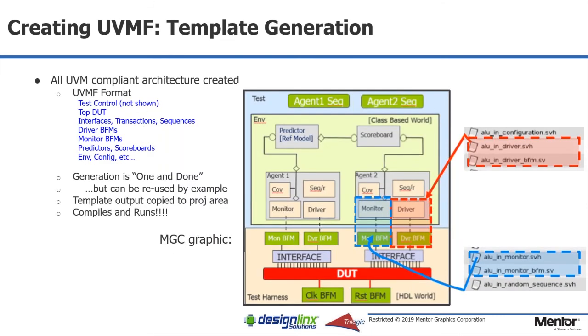So this is kind of a graphic of what you end up with out of the code generator. Test control, unfortunately, is not shown, but I will show a graphic of that a little bit later. You get your top DUT, you get all the nice interfaces, transaction sequences, drivers, predictors, scoreboards. Boom, you got them right away. Generation here is one and done.